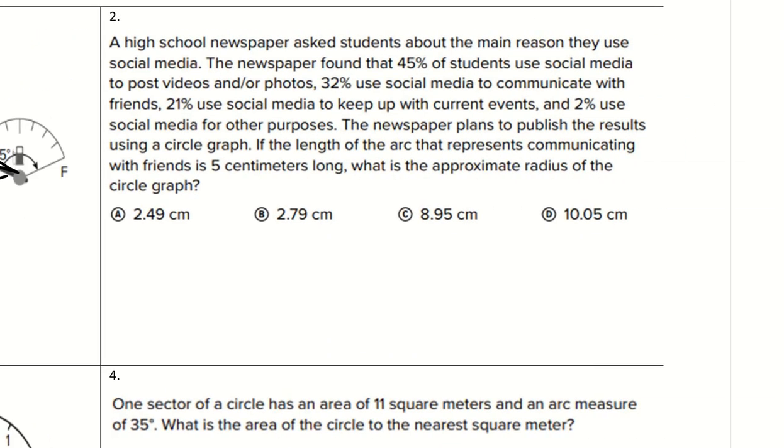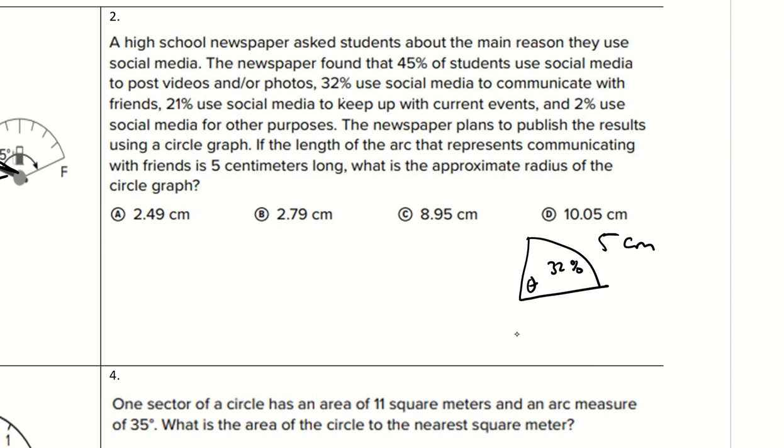All right, number 2. A high school media newspaper asked students about the main reason they use social media. 45% post videos, 32% communicate with friends, 21% use social media, 2% use social media for other purposes. The newspaper plans to publish results using a circle graph. If the length of the arc that represents communicating is 5 centimeters long, what is the approximate radius? So this is 5 centimeters, that's the arc length, and communicating with friends was 32%. So this was 32% of the pie.